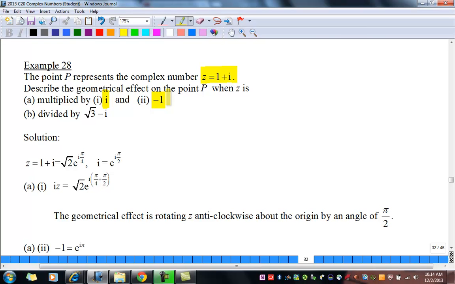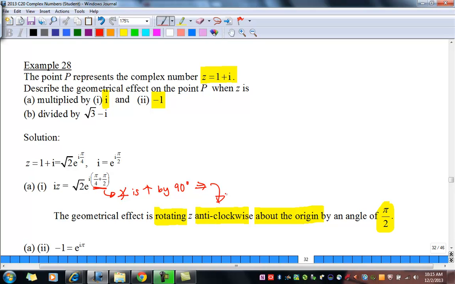So if I were to multiply it by i, from what I have already learned, it is going to be a rotation by 90 degrees anti-clockwise about the origin. Okay, and I can also investigate this using exponential form. I see that the angle is going to be increased by 90 degrees, which corresponds to anti-clockwise rotation, but the modulus remains the same, so it is a pure rotation.